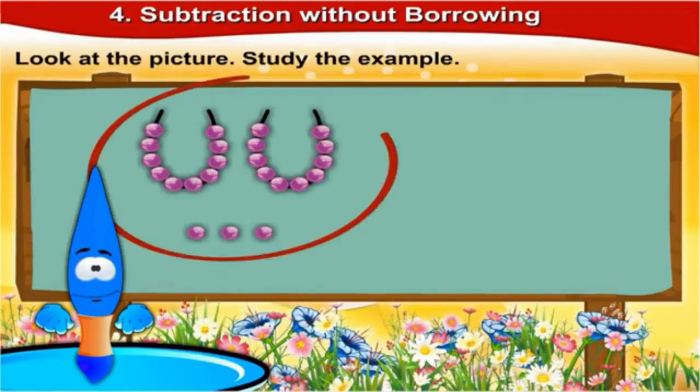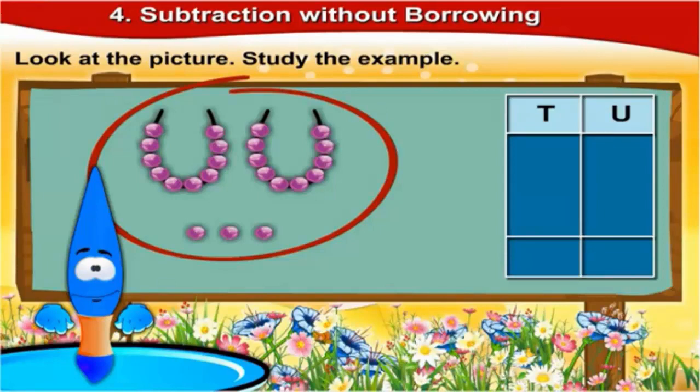Study the example. In this picture, there are 2 tens of beads and 3 separate beads. Out of these, 1 tens are cancelled and 2 separate beads are also cancelled out. It means in the beginning, there were 2 tens and 3 units of beads, and out of which 1 tens and 2 units of beads are removed. You know what it means? It means we have to subtract 1 tens and 2 units.